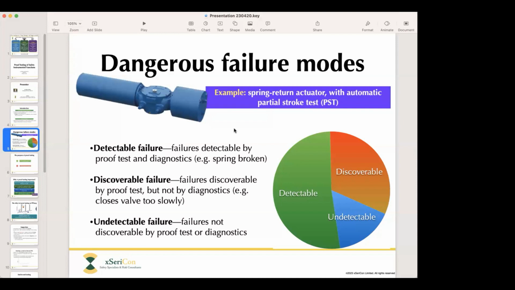If that were not the case, then there would be no point in doing the manual test. You might as well only do the diagnostics. So those kinds of failures in exSILentia, we call them discoverable failures.